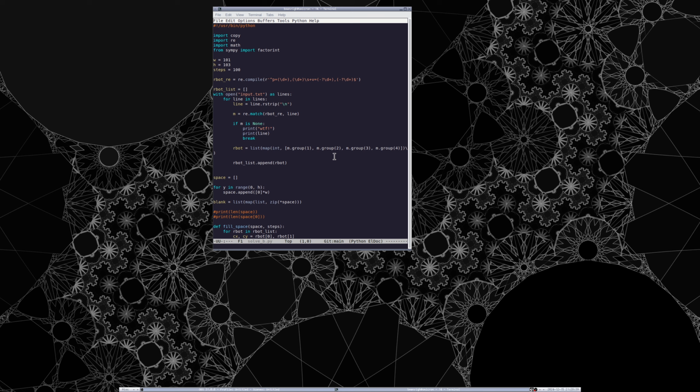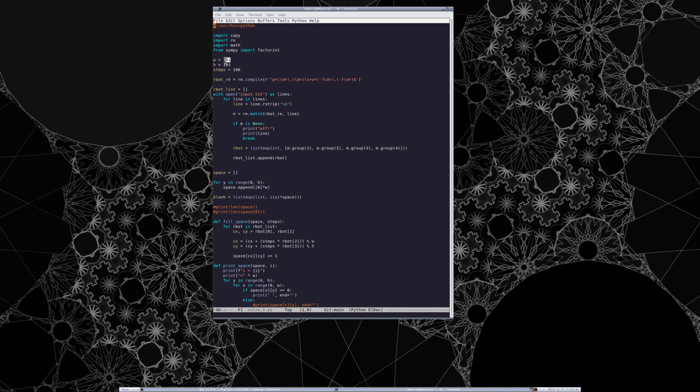Solve B. Okay, so we have a grid with a width of 101 and a height of 103. And since it wraps around, that means that at least once every 101 steps, all of the robots are going to be aligned correctly in their x-coordinate. And once every 103 steps, all of the robots are going to be aligned correctly in their height component. So we just need to find when this happens for both of them at the same time.